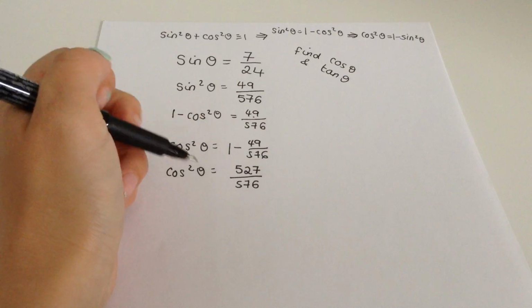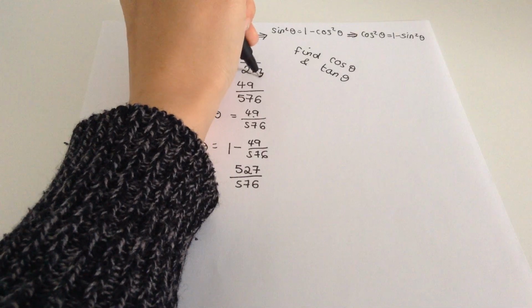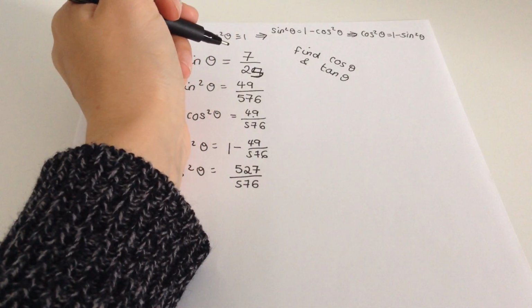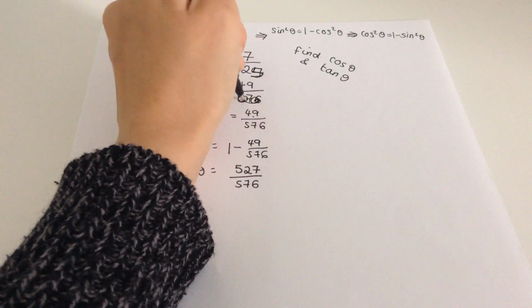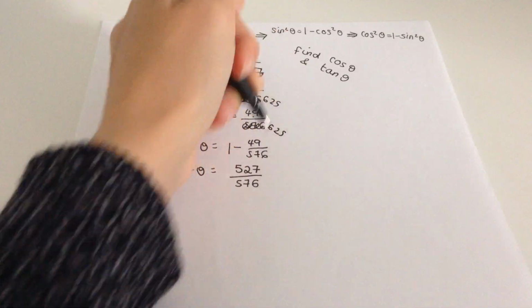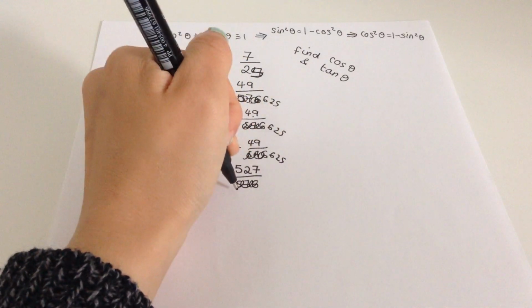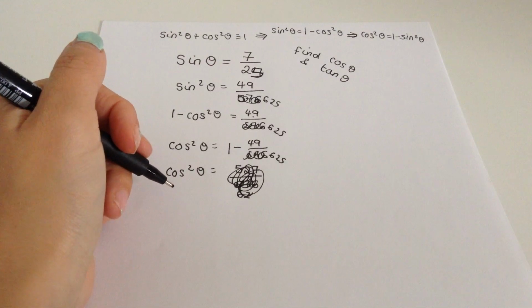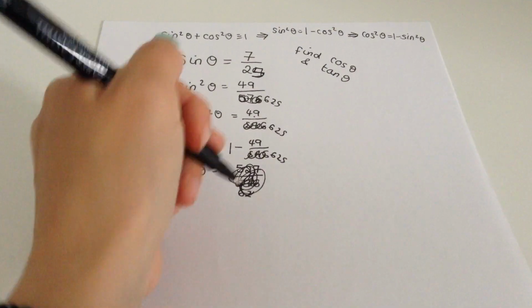I'm such a melon. I was definitely supposed to put 25 here. What's 25 squared again? 625. Sorry about this. If I do this, it will work out with nice numbers. Such a melon. What's 625 take away 49? 576. Oh, look at that.